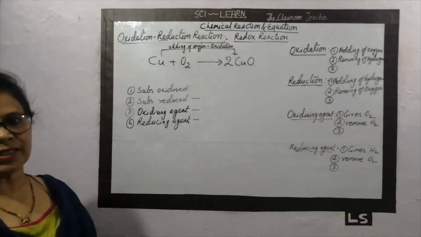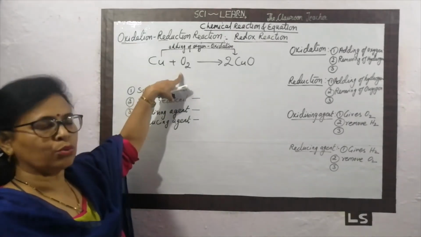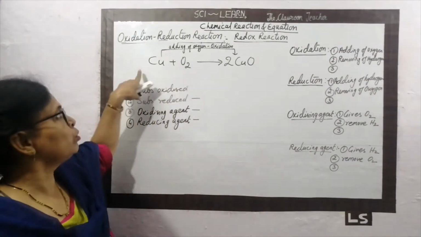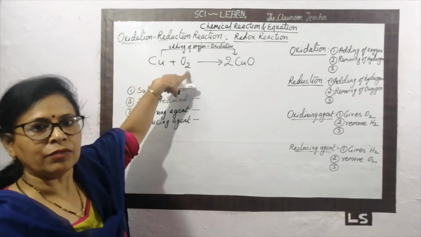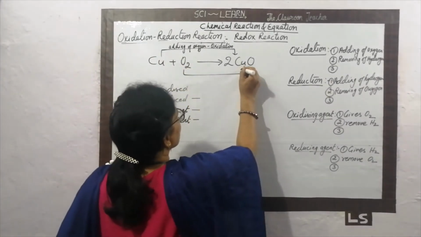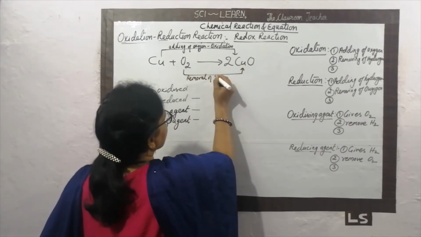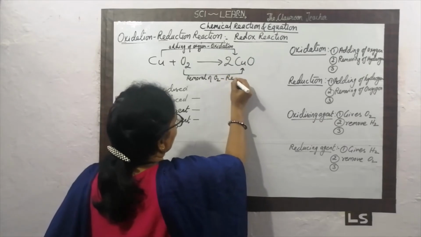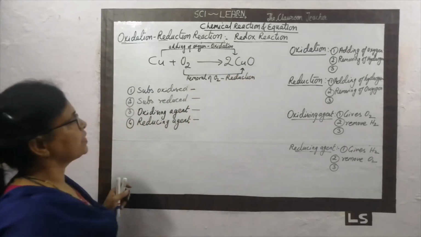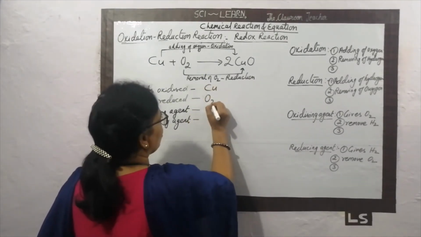But the oxygen itself releases one oxygen. This is O2. This O2 gives one oxygen to whom? To copper. It means removal of oxygen is also here. Removal of oxygen, and so this is called the reduction. Now what do you have to pick out? The substance which is oxidized is copper. The substance which is reduced is oxygen.